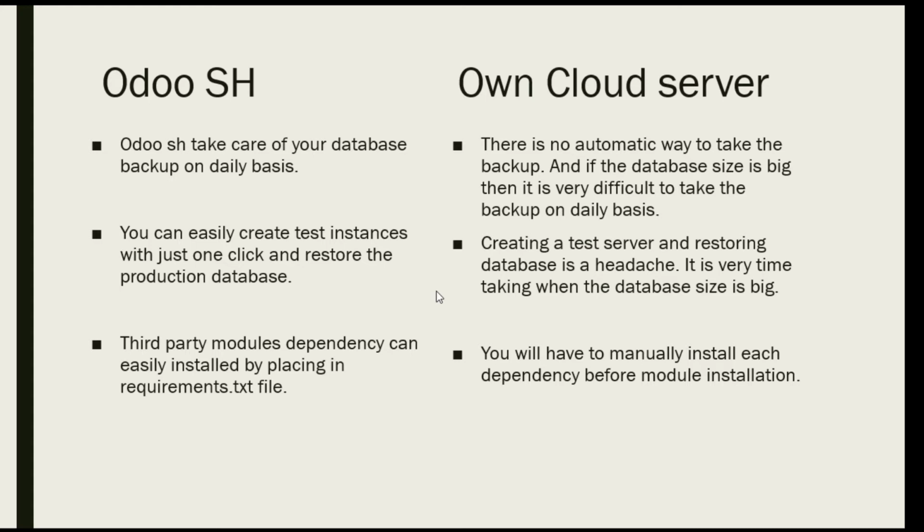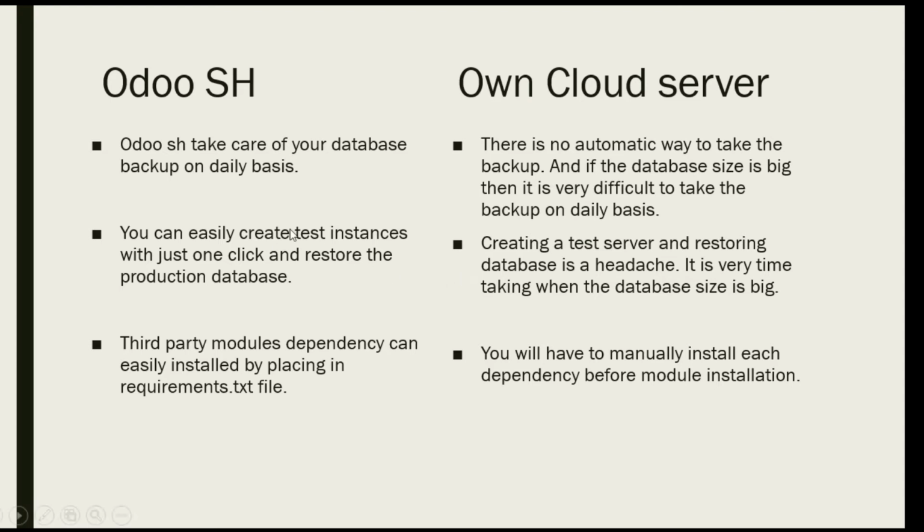In Odoo SH, you can easily create test instances just by one click, and you can restore the latest production database on the instance immediately, and it just takes a few minutes depending on the size of the database. But maintaining a test server and maintaining a code sync between production and test server on our own cloud server is a very technical thing, and it is a headache, and it always causes a lot of problems.